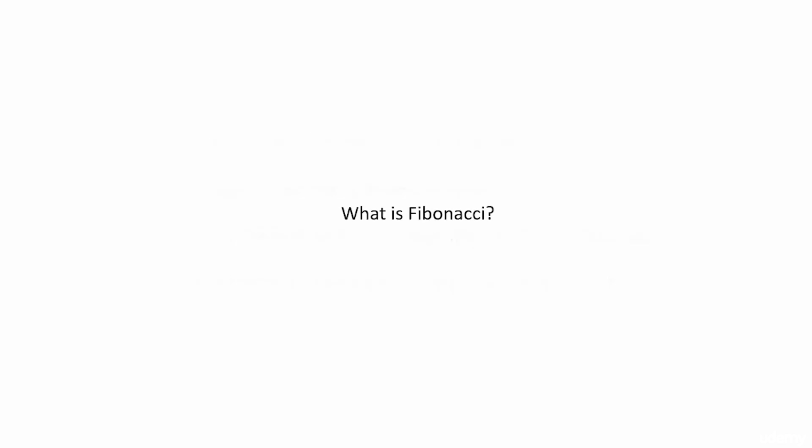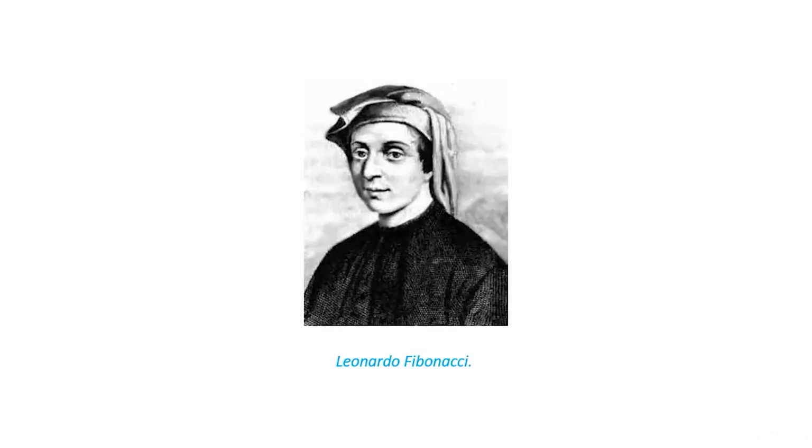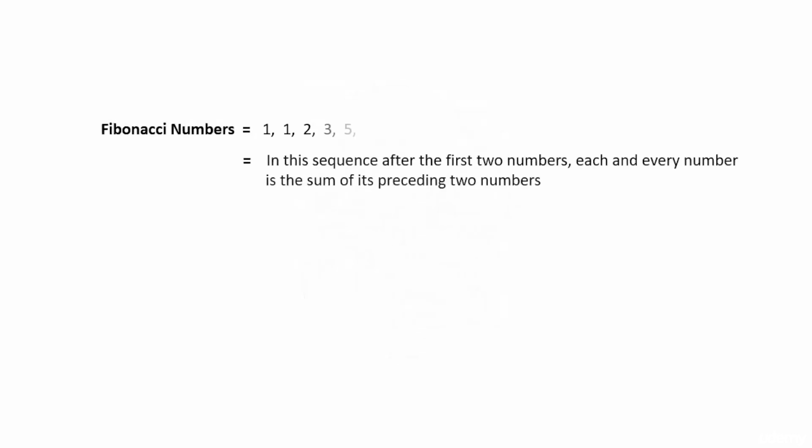So what is Fibonacci, or where did the term Fibonacci come from? Fibonacci is the name of a famous Italian mathematician who introduced the Fibonacci number sequence to Western Europe. In mathematics, Fibonacci numbers are a sequence of integers in which, after the first two numbers, each and every number is the sum of its preceding two numbers. This sequence is known as the Fibonacci sequence.